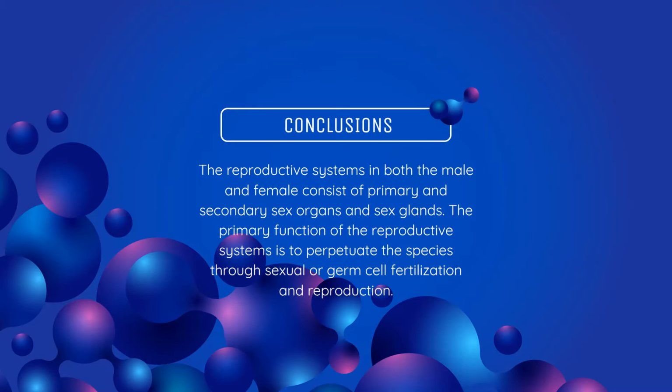Now, finally, we can conclude that the reproductive systems in male and female are one of the most important systems because they consist of the secondary sex organs and sex glands, and their main function is to reproduce the species through sexual or germ cells, fertilization and reproduction.